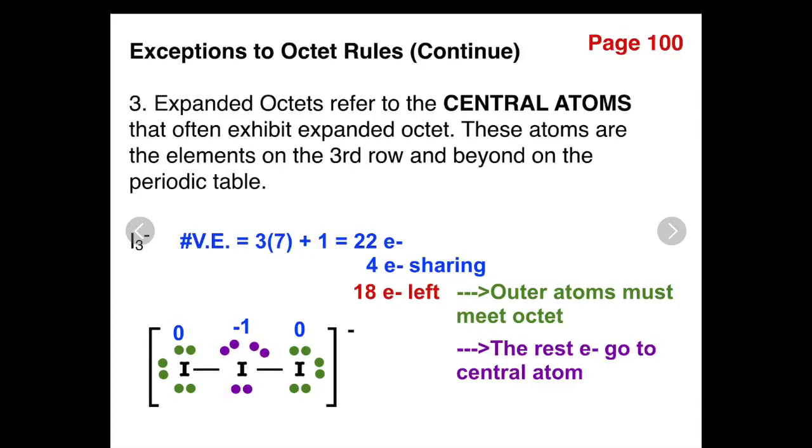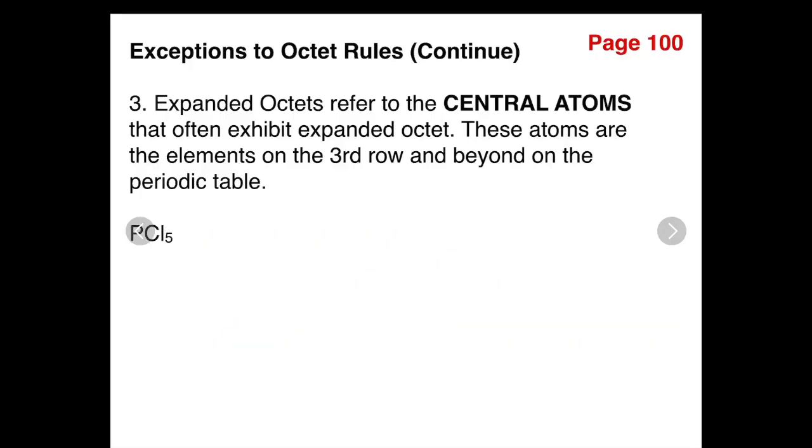And again, this is okay because iodine is on the fifth row, right, that we just counted. So it's beyond the third row that it can use the d orbital to accommodate the extra electrons that it has. Okay. Now, the next example is PCl5.